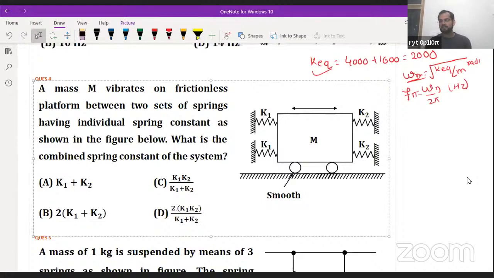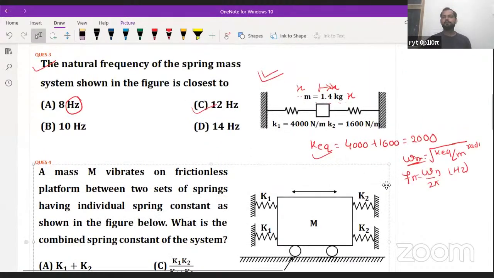Taizim is saying, sir, what is the answer for the third question? Taizim, I will have to calculate this. So just wait, I am calculating this. This is 2,000 divided by 1.4. So the frequency in radian per second you will get 37.79. When you divide it by 2 pi, so sorry, this is 4,000. Okay, this is 4,000. I am not correct here. This is 4,000. This is 5600.